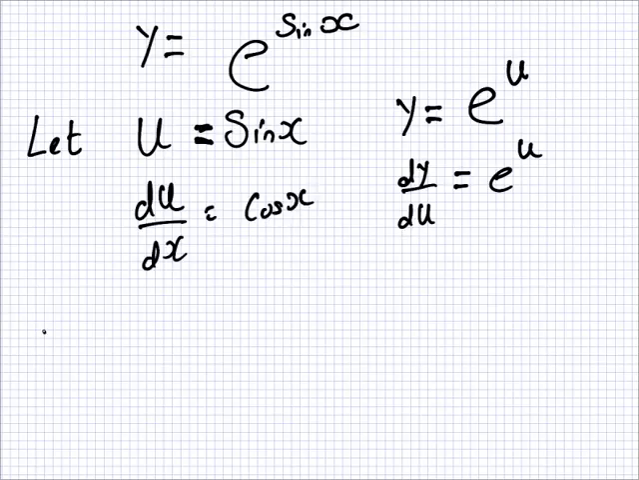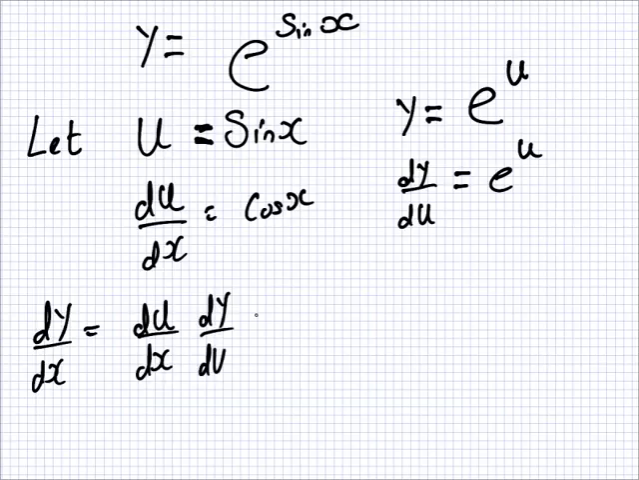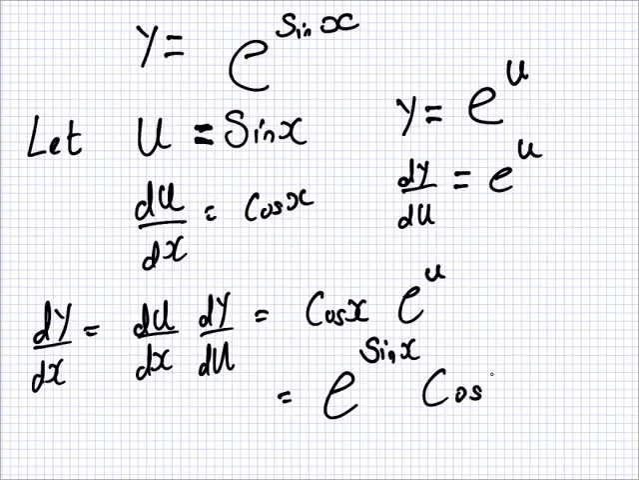So our answer, dy/dx, equals du/dx times dy/du, which is cos x times e^u. That would equal e power sine x, times cos x. So that would be the answer then.